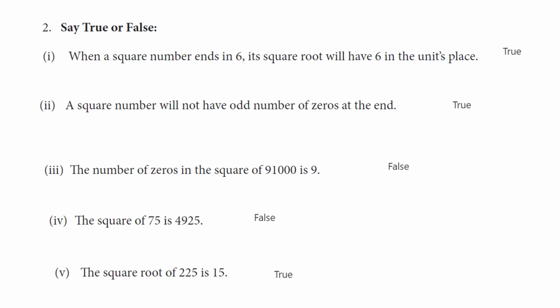The number of zeros in the square of 91,000 is 9. It's wrong because it must be an even number, and here the given number is odd, so that is false. The square of 75 is 5,625, but here it is given as 4,925, that is also false. The square root of 225 is 15. 15 squared is 225, that is true.